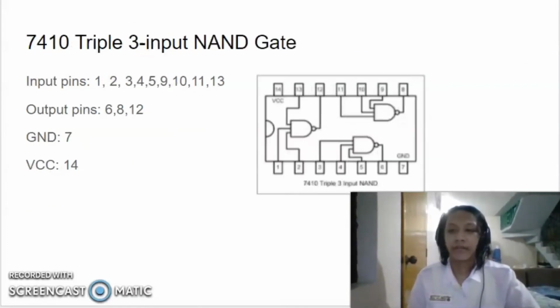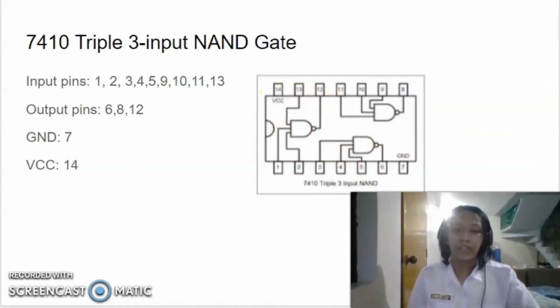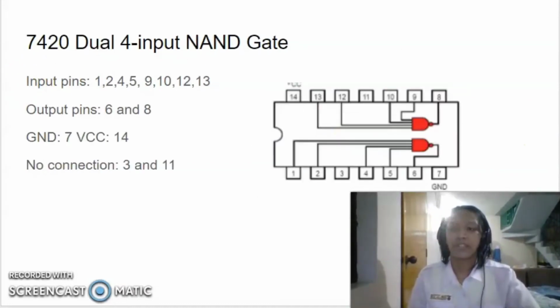Next is the 7410 triple 3-input NAND gate. The input pins are 1, 2, 3, 4, 5, 9, 10, 11, 13. The output pins are 6, 8, and 12. The GND is 7 and the VCC is 14. Triple 3-input because there are 3 NAND gates, with 3 inputs for each NAND gate.